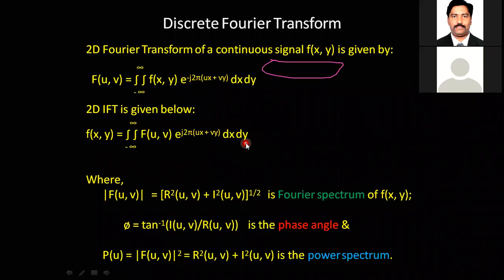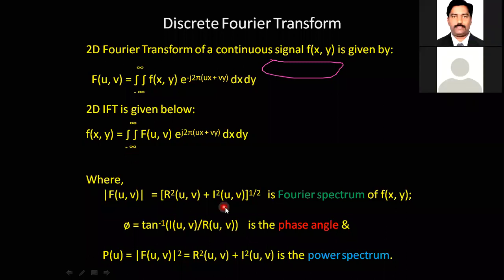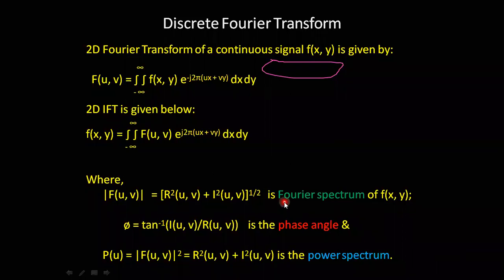In digital signal processing, for one dimension, we have seen the factor 1 by N or 1 by 2 pi. Here, F of u comma v is R of u comma v plus j I of u comma v, the Fourier transform of f of x comma y, and we can express the phase angle for this. The phase angle is tan inverse of I of u comma v by R of u comma v, where I stands for the imaginary part and R for the real part. P is the power: how much power we can expect for that image is represented as the modulus of F of u comma v, whole square, which is R square of u comma v plus I square of u comma v. This is the power spectrum.